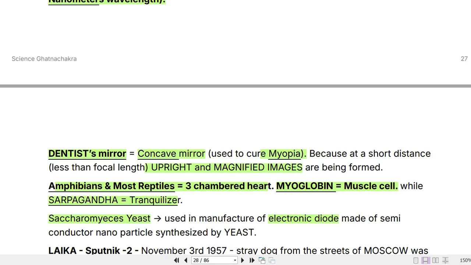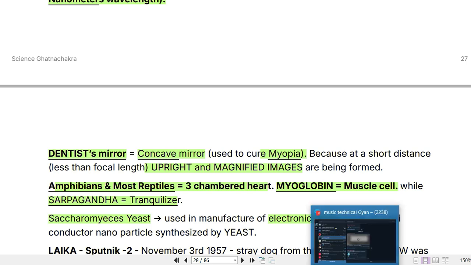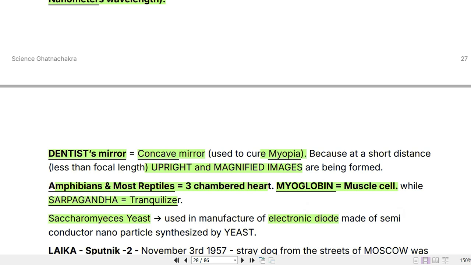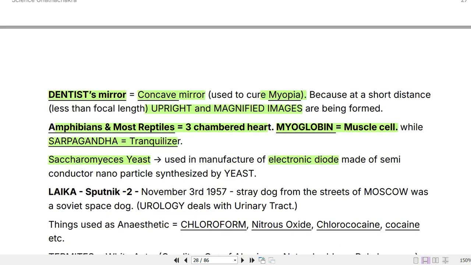Then myoglobin, it's a kind of proteinaceous muscle that is found, that is quite elastic, and यहाँ पे lactic acid बहुत कम के बराबर या ना के बराबर बनता है because it keeps on exercising without getting fatigued. So it is the muscle of our heart, that is myoglobin, while sarpagandha is actually a tranquilizer, and Saccharomyces yeast was used in manufacture of electronic diode made of semiconductor nanoparticles synthesized by yeast.